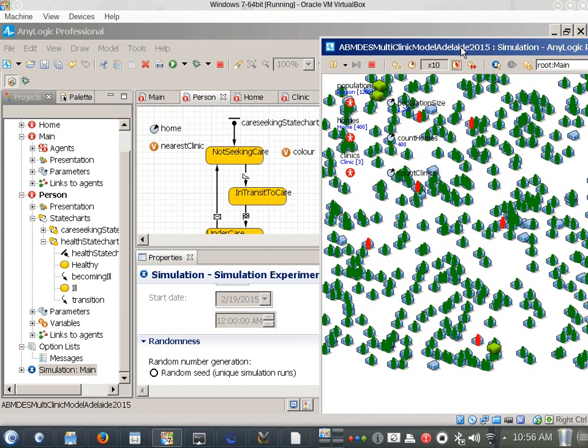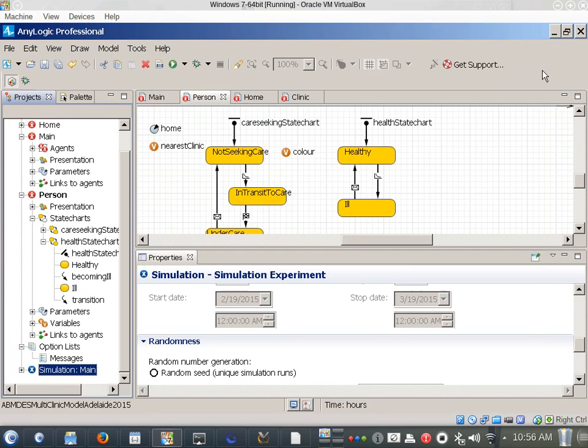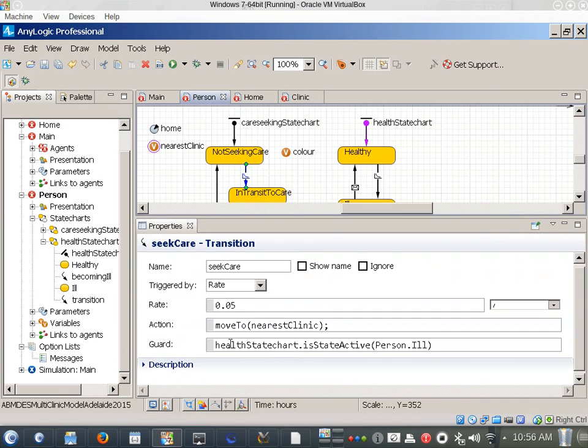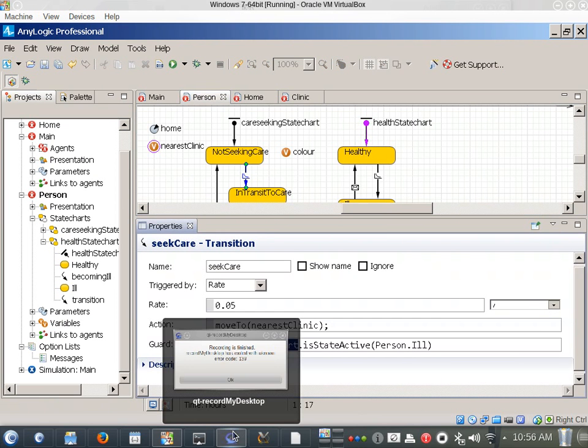Because what? Well, okay, let's go through this. It's important to understand this logic before we go on to the final stage. So suppose someone is healthy. Are they going to go seek care with this model? Why not? At a mechanistic level, what's preventing it? The guard, the so-called guard, which means that they're only allowed to go down this transition if this thing is true, if they're ill, okay? So they're not going to be seeking care while they're healthy.